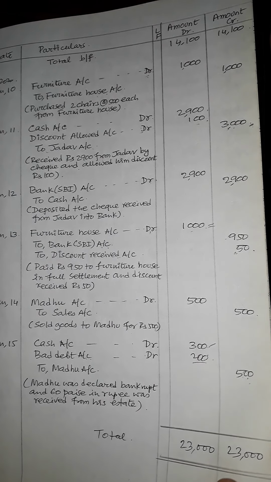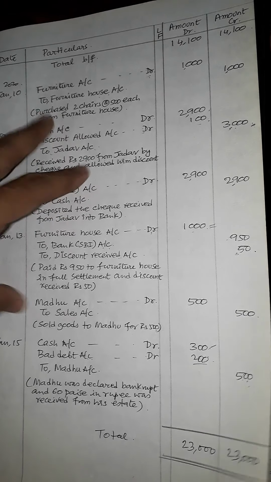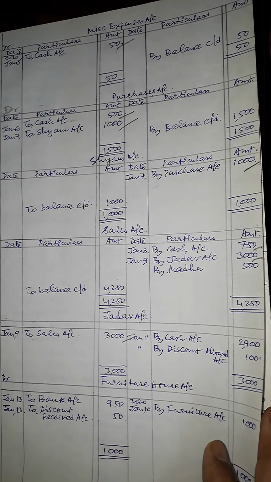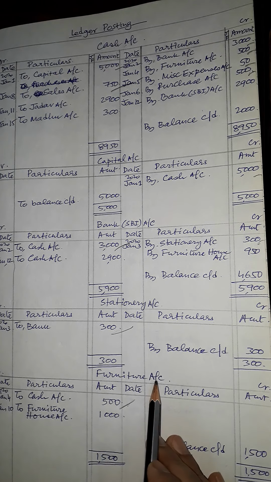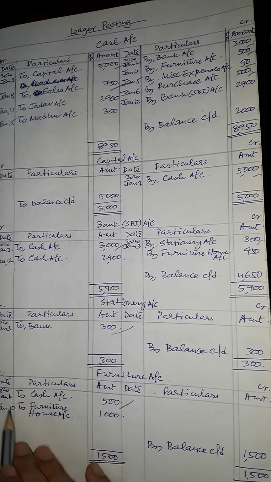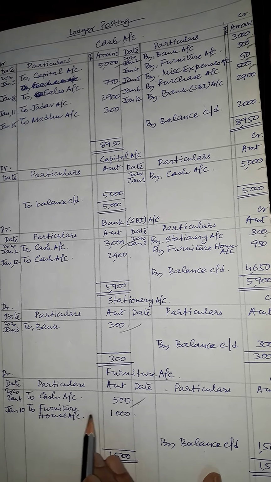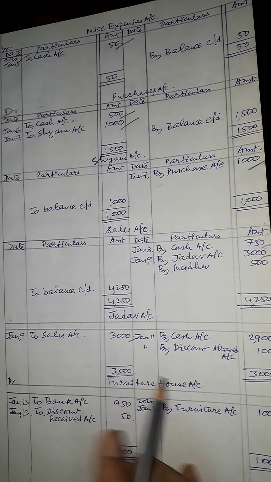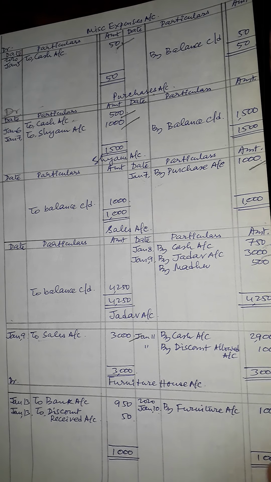Next transaction is furniture account debit to furniture house. This is the furniture account debit to furniture house 1000. And furniture house credited by furniture 1000.